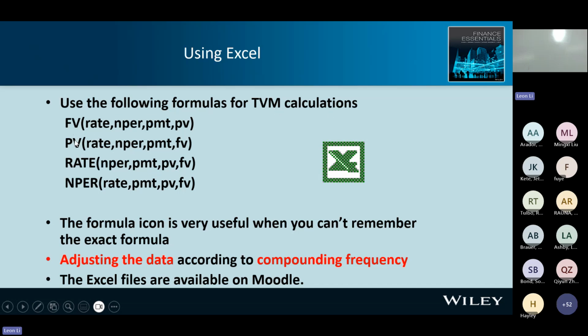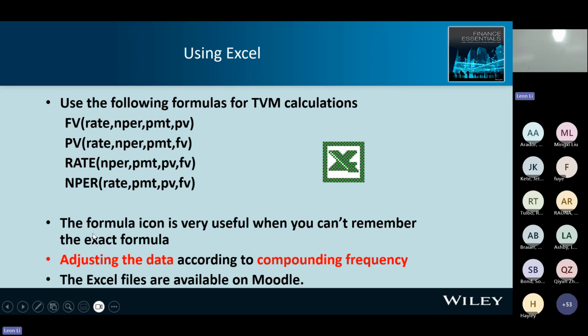So we have the FV, PV, RATE, and NPER formulas. FV depends on rate, number of periods, PMT, and PV, right? So you can see we have 5 variables here: 1, 2, 3, 4, 5. They have a relation. About the relation, think about the timeline, right? Given any 4 of them, we may know the fifth. So you can use an FV formula, PV formula, rate formula, and number of periods formula.